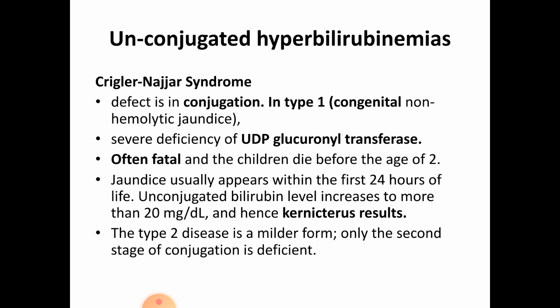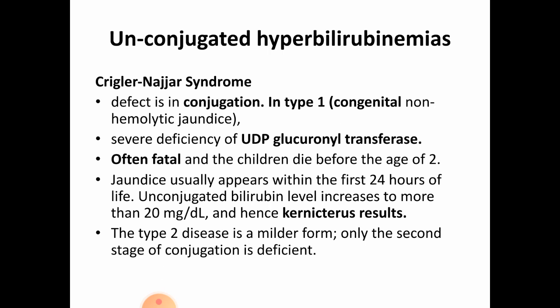The first example is Crigler-Najjar syndrome, that is due to the defect in conjugation. This Crigler-Najjar syndrome itself is of two types. Type 1 is the congenital non-hemolytic jaundice due to the deficiency of UDP glucuronyl transferase enzyme, and it is often fatal, and children will die before the age of 2.